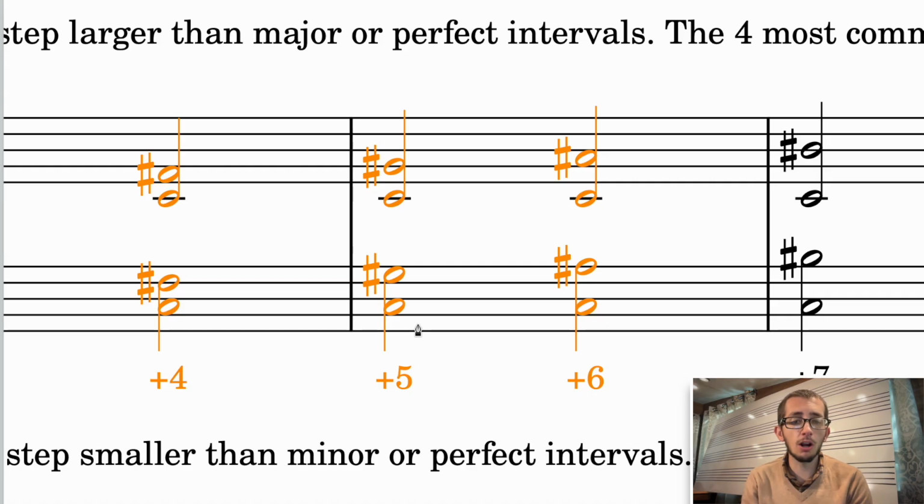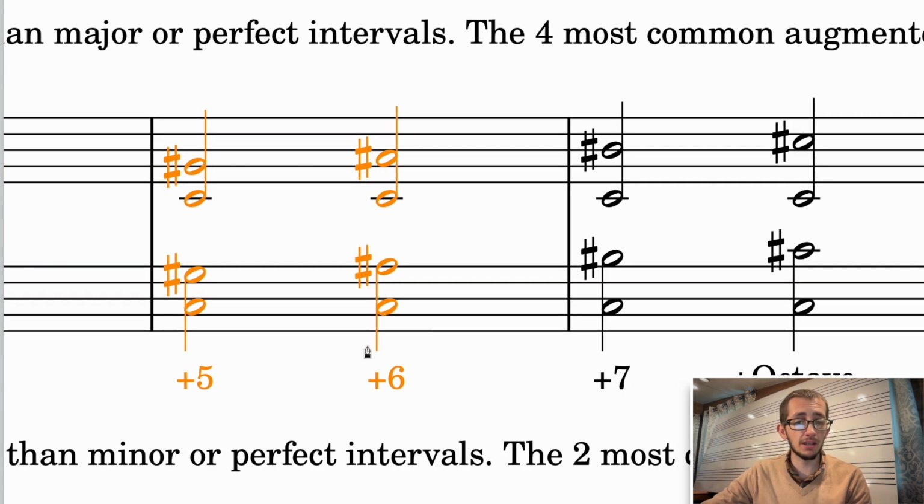And then we have an augmented fifth, also a very common interval. If we remember, our perfect fifth was C to G. But what if we raise that G by a 1/2 step? C to G sharp. That's called an augmented fifth. And then we have an augmented sixth right here. If you remember our major sixth, it was C to A. But let's put the A up a 1/2 step. C to A sharp now is our augmented sixth.